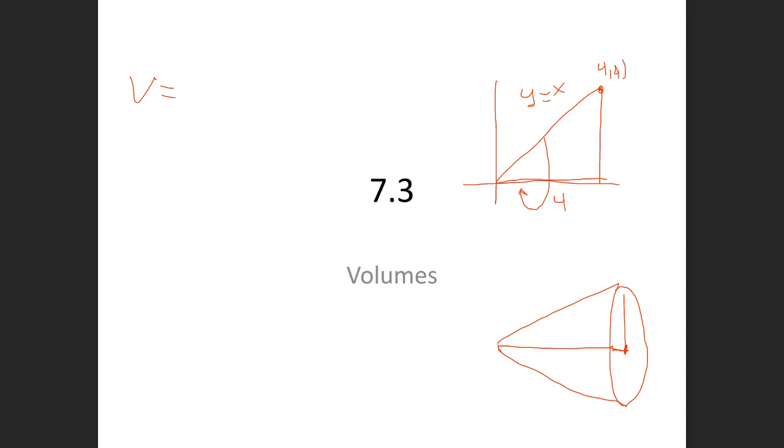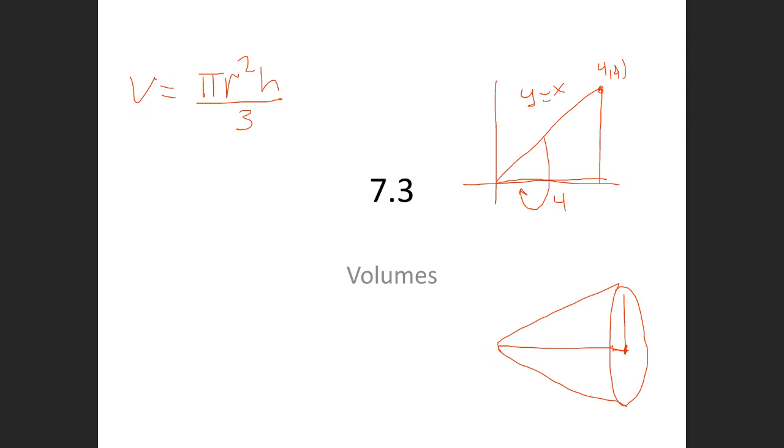Okay. Anytime you're looking for a volume, it's always the area of the base. So that's pi r squared times the height. And if it's a cone or a pyramid, divide by 3. So this is the volume. This is how you find the volume of a cone.